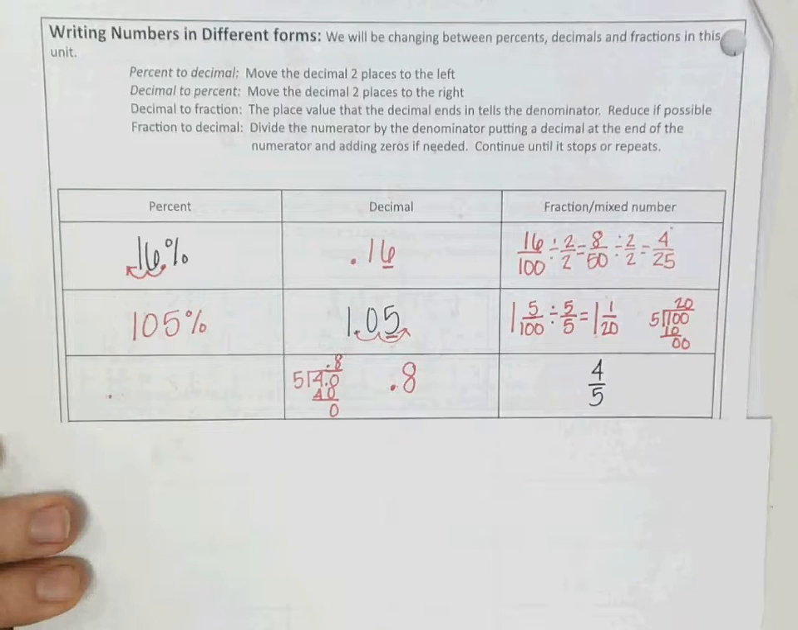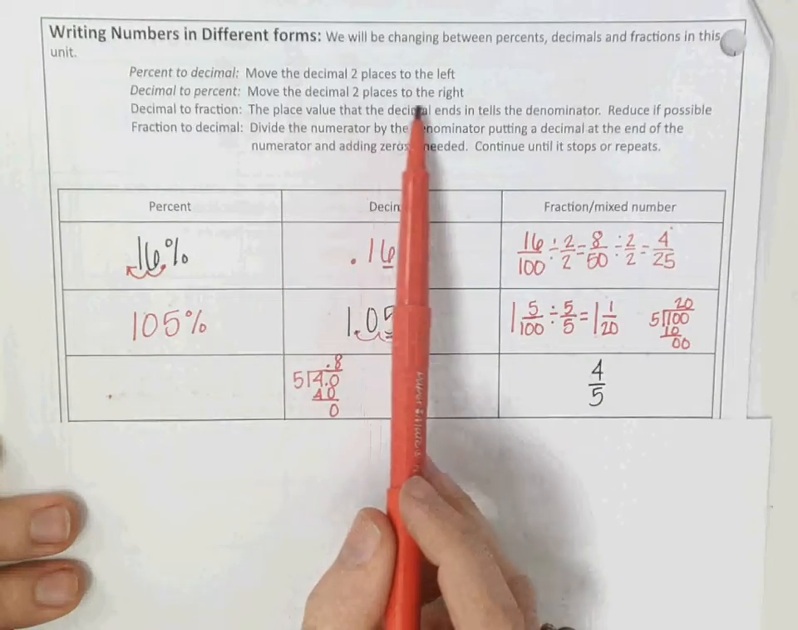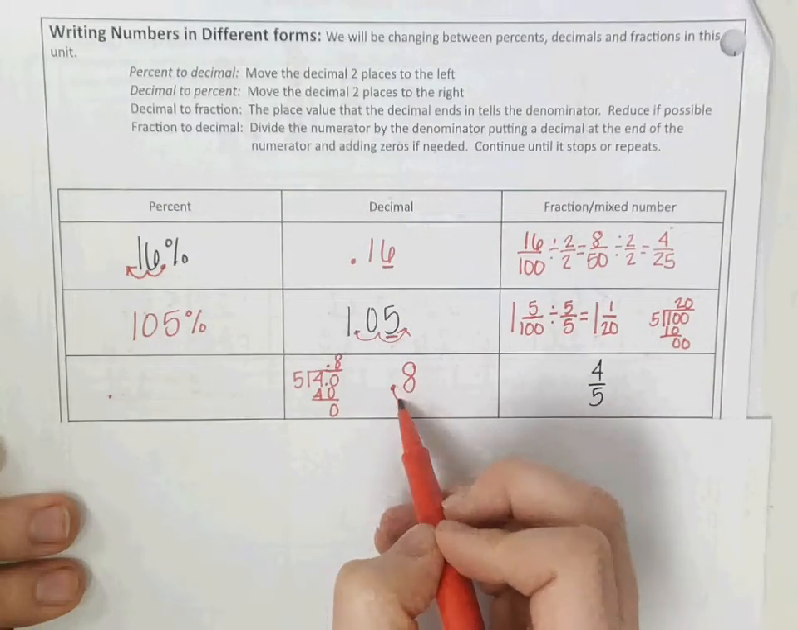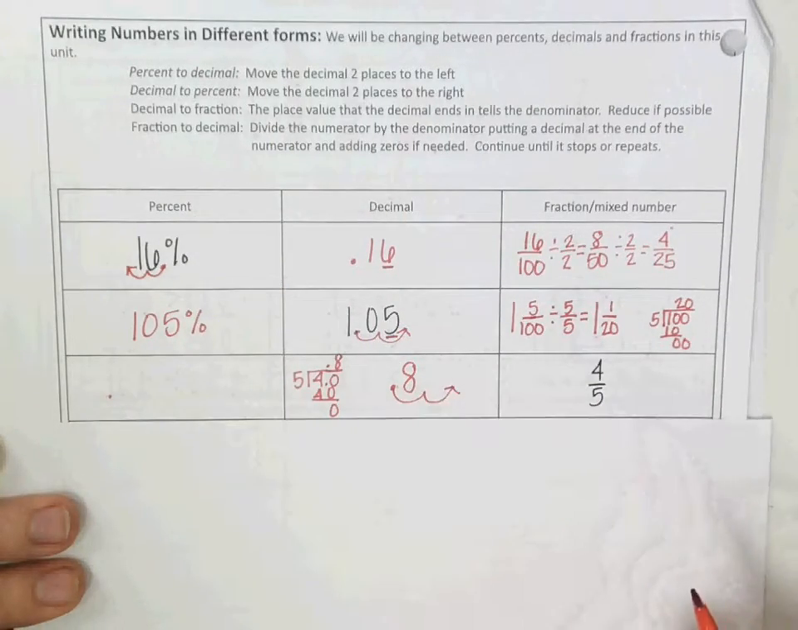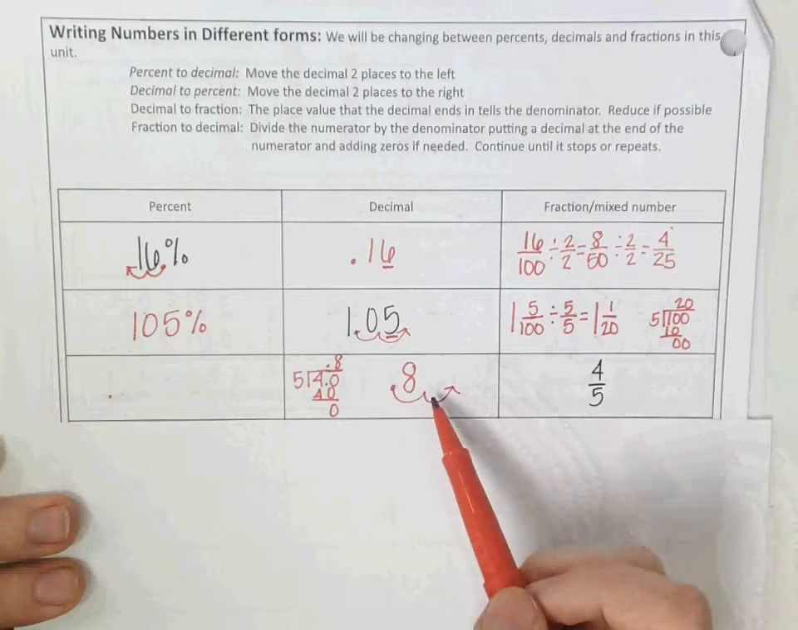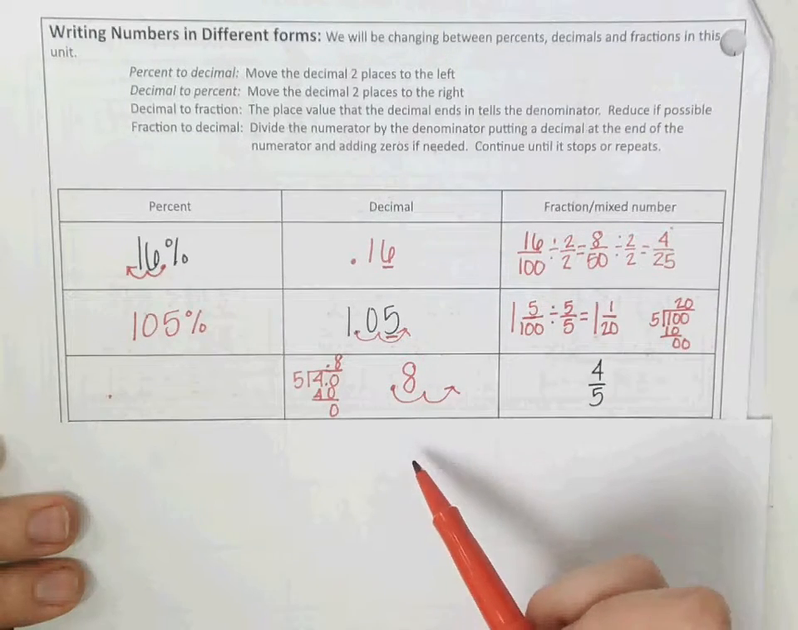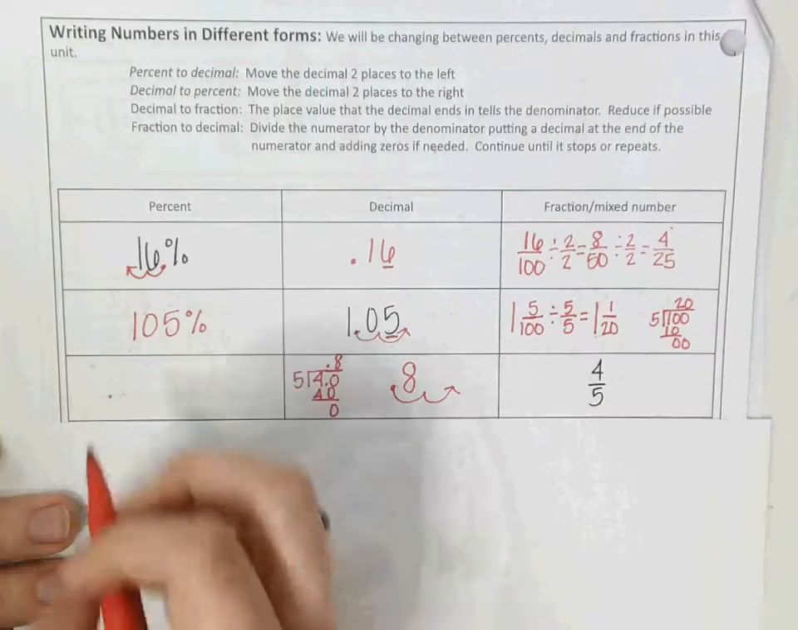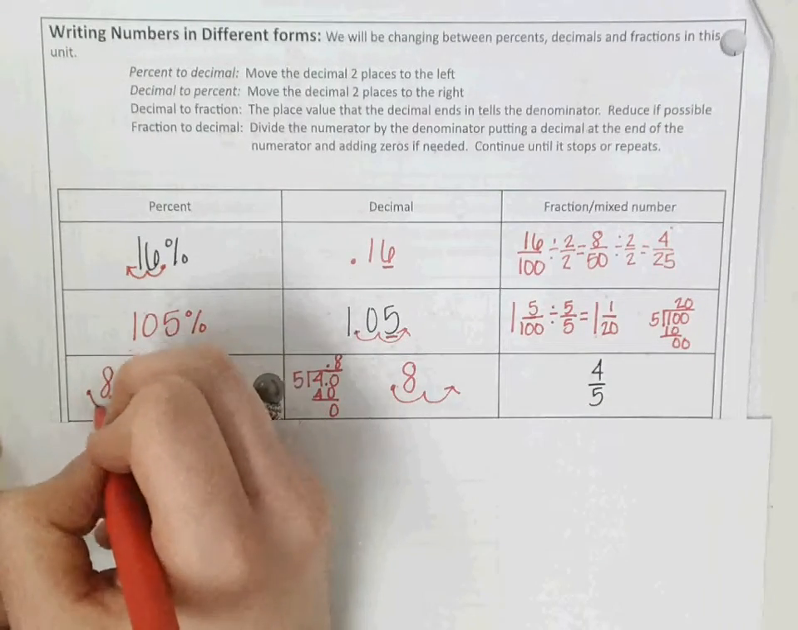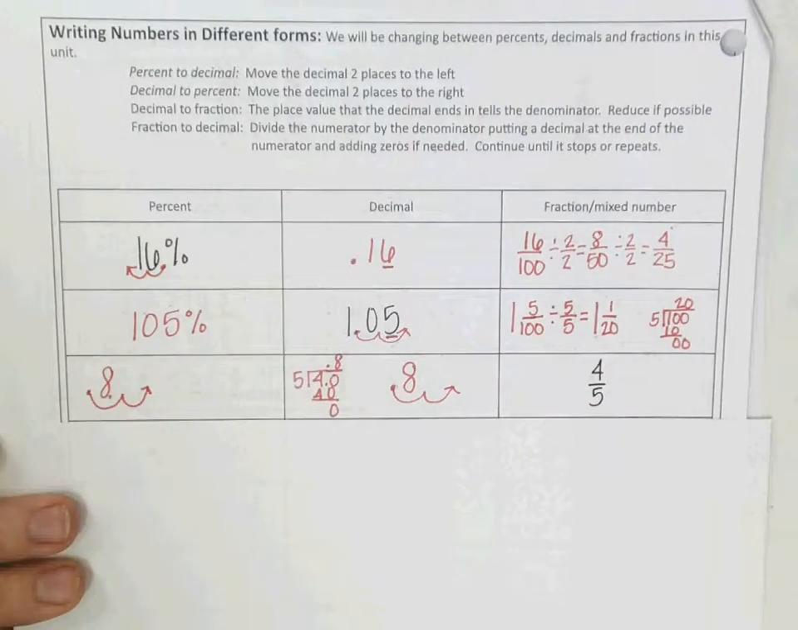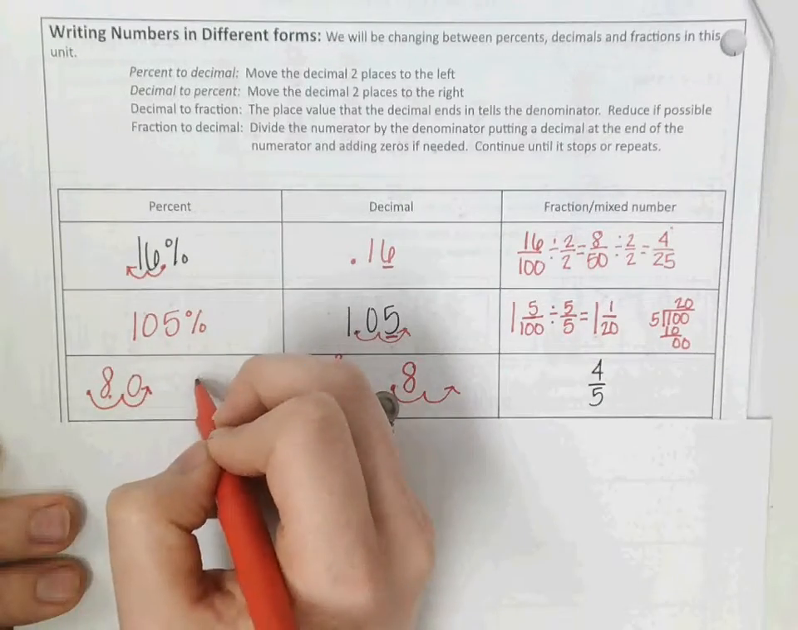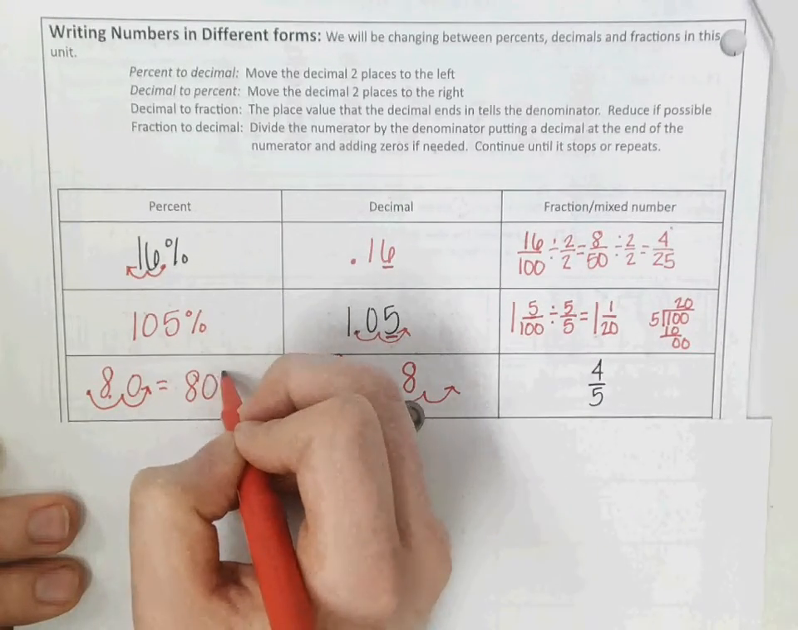Now that we have our decimal, we can change it to a percent. And so our rule again is to move the decimal 2 places to the right. So I'll move it 1, 2. Well, since I don't have a number here, all we have to do is put in a 0. So if I have 0.8, I move it 2 to the right. I just put a 0 here, and it's going to be 80%.